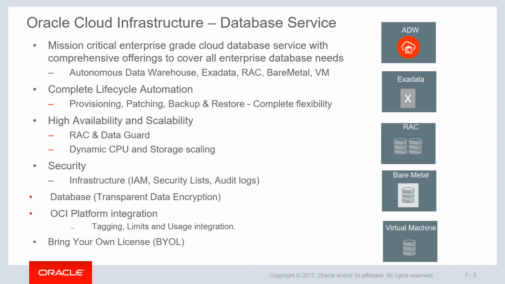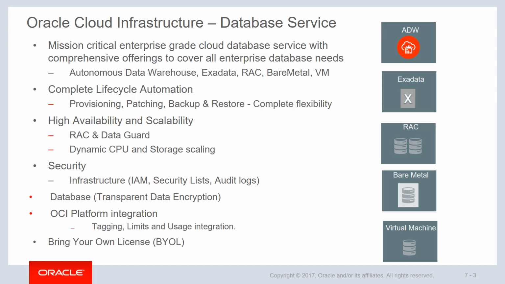The system also includes a variety of high availability and scalability options such as RAC, data guard, CPU scaling, and storage scaling. Because this is a cloud-based service and the database instance will run within your virtual cloud network, the security options run the whole gamut from identity and access management or API level access, security lists or network level access, and audit logs to identify if and when things are changed in regards to your database instances. It will help you identify what changed, when it changed, and who performed the change.